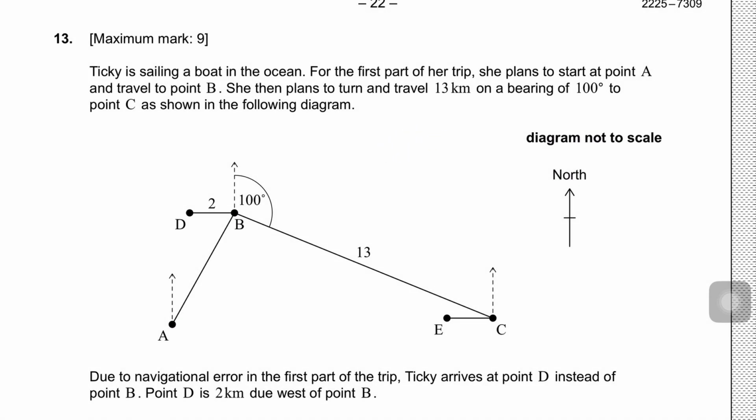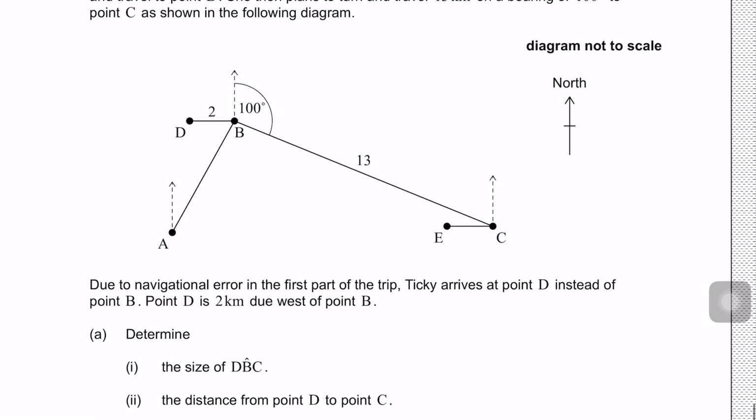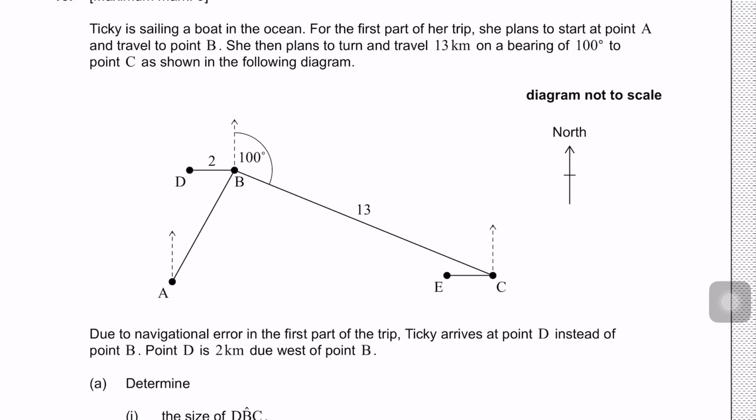Tiki is sailing a boat in the ocean. For the first part of her trip, she plans to start at point A and travel to point B. She then plans to turn and travel 13 kilometers on a bearing of 100 degrees to point C, as shown in the following diagram. Due to navigational error in the first part of the trip, Tiki arrives at point D instead of point B. Point D is 2 kilometers due west of point B.